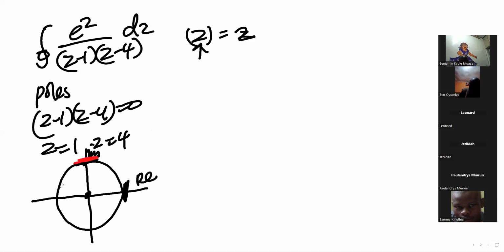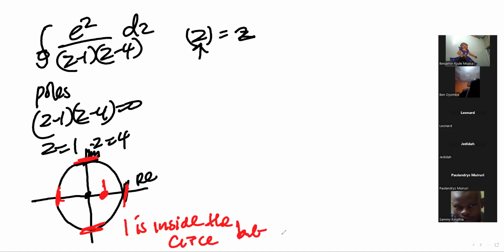The radius is 2. This is 2 here, this is 2 here. So we have 0.1 is somewhere here. 1 is here. You see 1 there? So 1 is inside the circle. But 4 is outside.